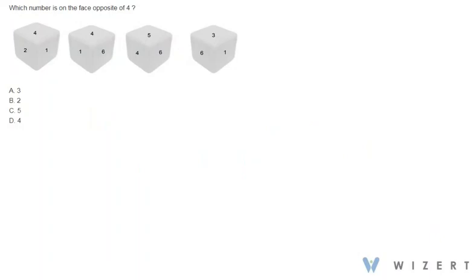We have this question here. Which number is on the face opposite to 4? Now we are given a cubical die. So we know that it has 6 faces.